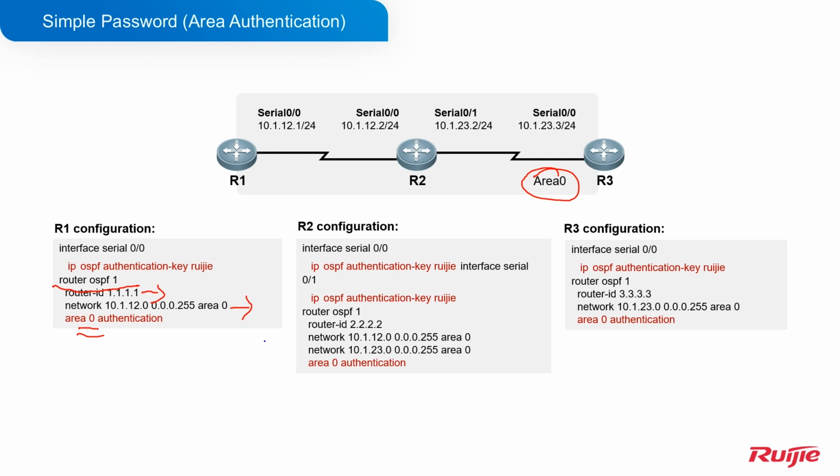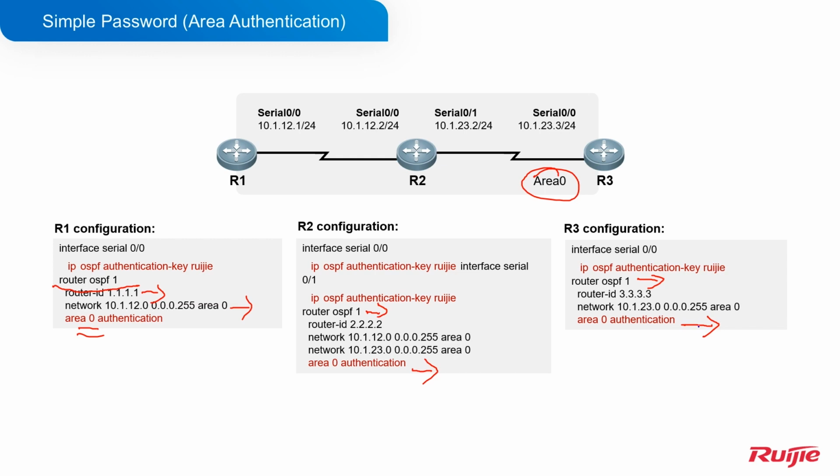So for the R1 configuration, R2 is the same. We enter the OSPF process, set the router ID information and network statements, and then set area 0 authentication. For R3 it is the same: we enter the OSPF process mode and then enable the authentication function.